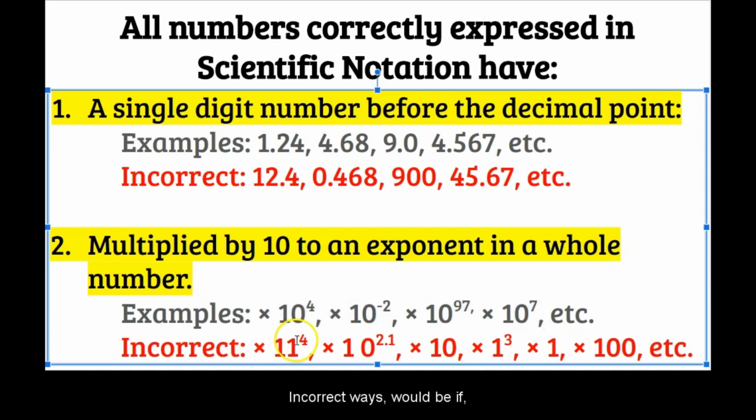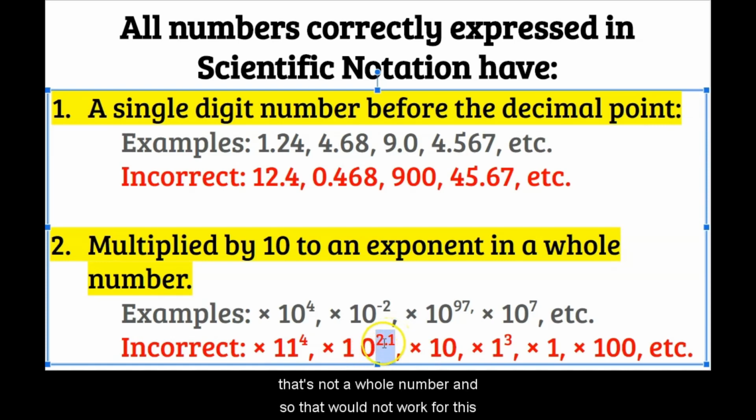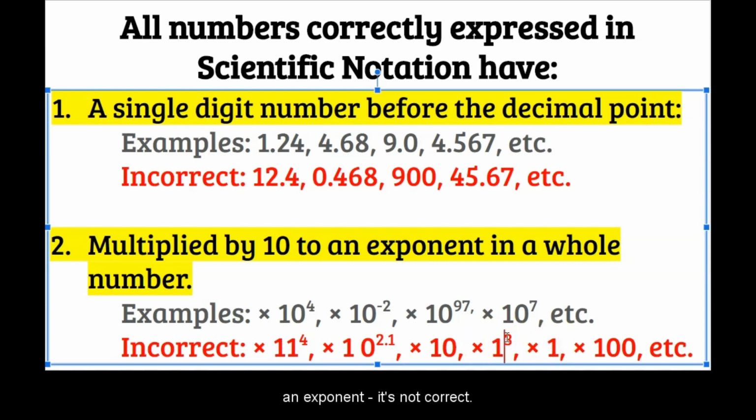Incorrect ways would be if instead of times 10 you used a different number. That's not in scientific notation. Another way would be if the number was not a whole number. So 2.1 has a decimal in it. That's not a whole number, and so that would not work for scientific notation. If it's just times 10 by itself, it doesn't have a number in the exponent, that's not correct. Again, if it's not a 10, even if it has an exponent or doesn't have an exponent, it's not correct. And even times 100 would not be correct.